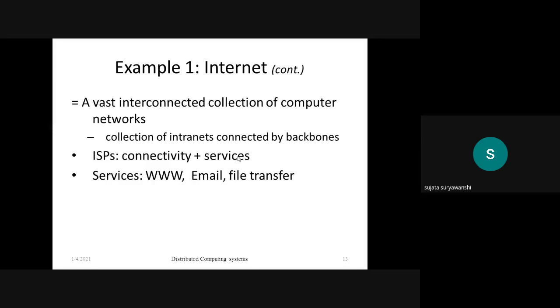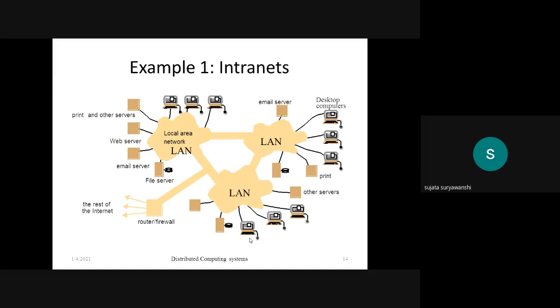Here, the collection of intranets is connected by backbones; we have already discussed these concepts. ISP stands for Internet Service Provider. They provide connectivity and different services, such as the World Wide Web, email, and file transfer. When we are using the internet, we can perform any task, whether it is email, file transfer, or the web, meaning we can search for anything on the internet.